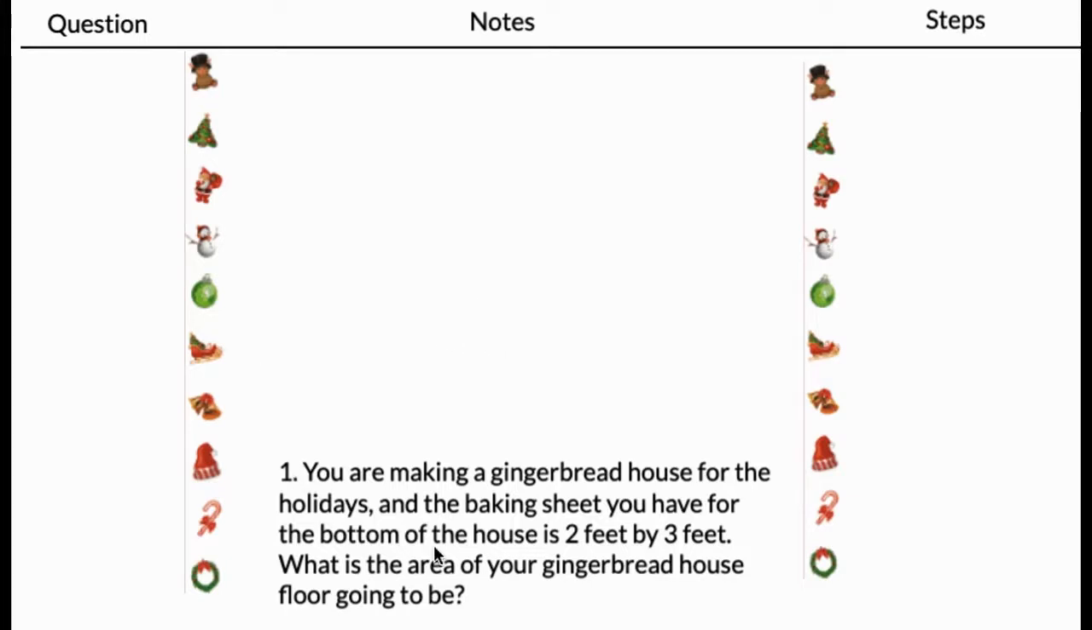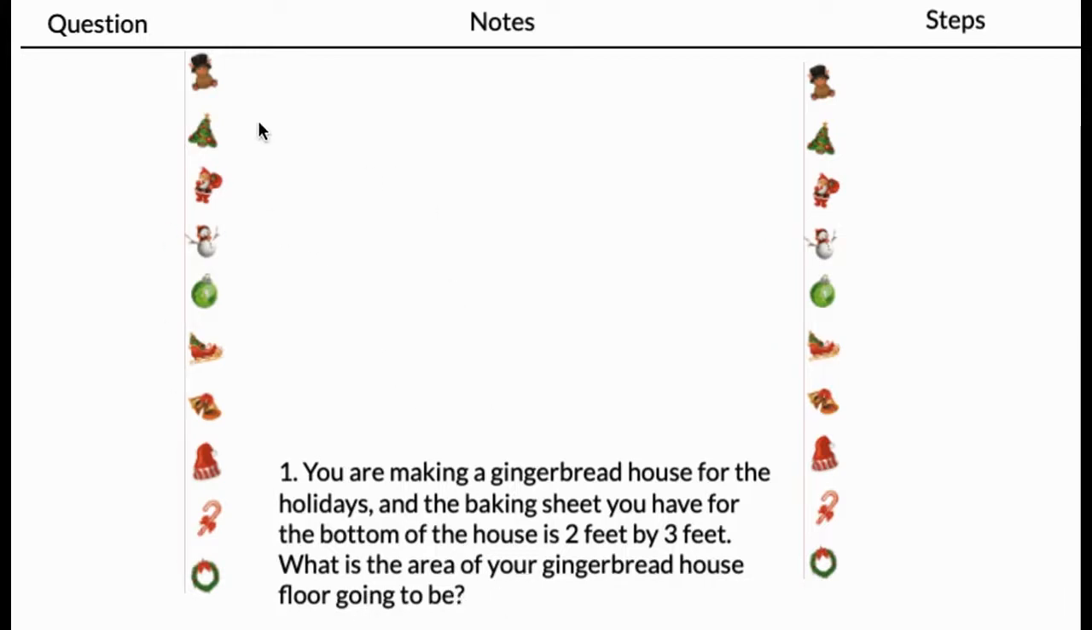So I'm given a question down here at the bottom. This isn't part of the three column notes. Really, you should be given the problem in either your homework or up on the board or wherever you are working on the mathematics. The question here is not going to be identical to what you have at the bottom here, but you'll see in just a second. So you're making a gingerbread house for the holidays, and the baking sheet you have for the bottom of the house is 2 feet by 3 feet. What is the area of your gingerbread house floor going to be?